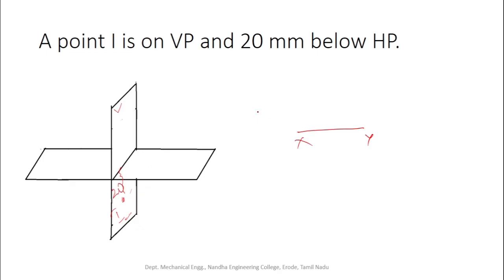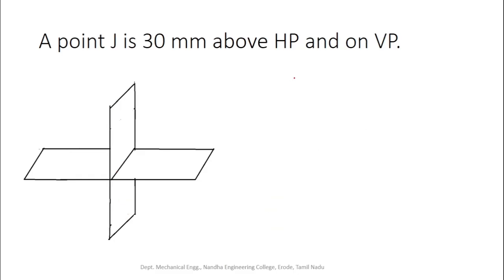So for the front view, the observer's position is here. In the front view we can see the distance between the horizontal plane and the object. So here the point is 20 mm below the HP. So from the XY axis you measure 20 mm at the bottom side, and this is the front view. So I dash is 20 mm below the reference axis. In the top view, the top view will be projected over the XY reference axis itself. So this is the small i. So this is the projection of the given point.